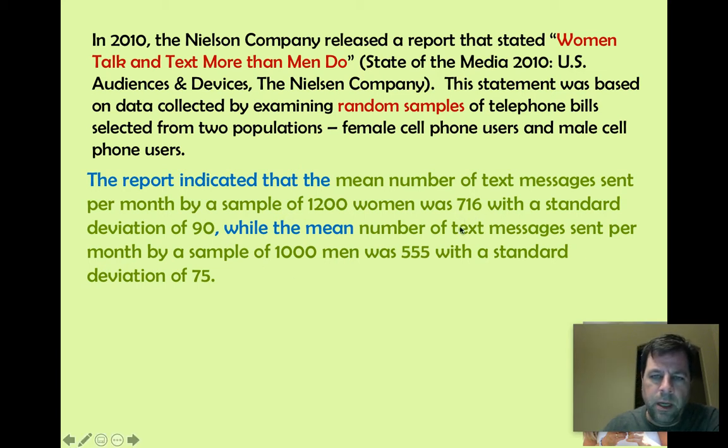So it looks like women do send more text messages than men. They're right at 150, 160 more. But the standard deviation is more for women. So their distribution, this is definitely approximately normally distributed, is flatter and more spread out. And so there will be some overlap there. And so we want to make sure that zero's not in it. If zero's in it, then we can't say that they do send more.